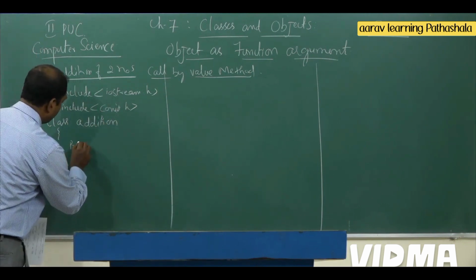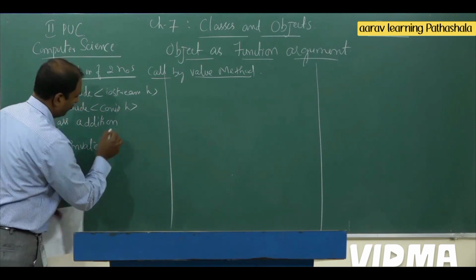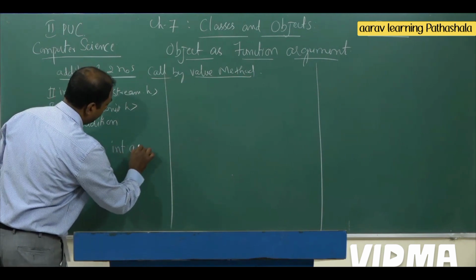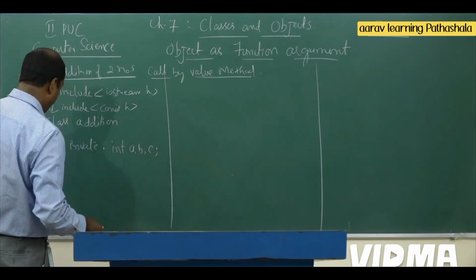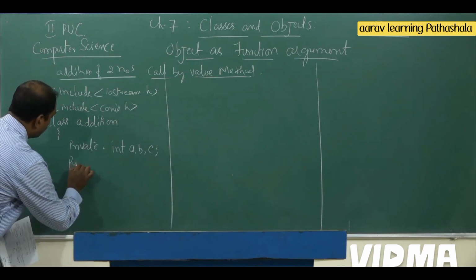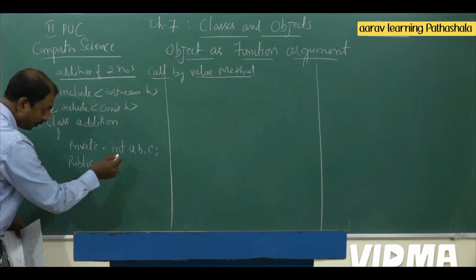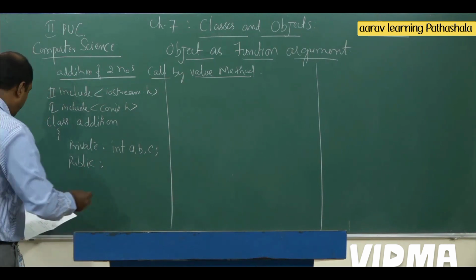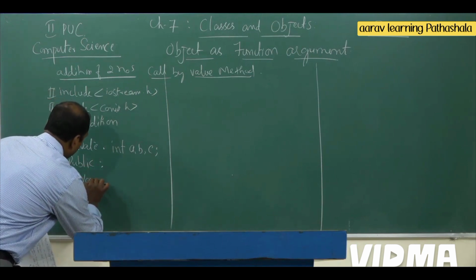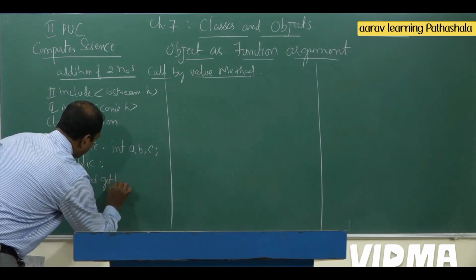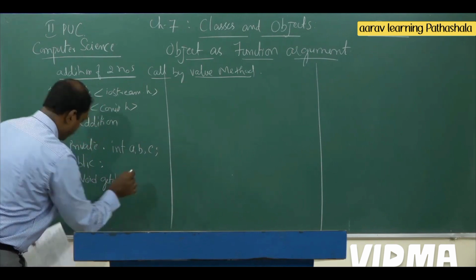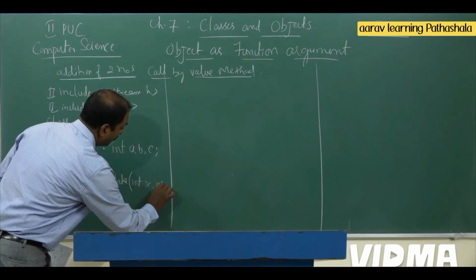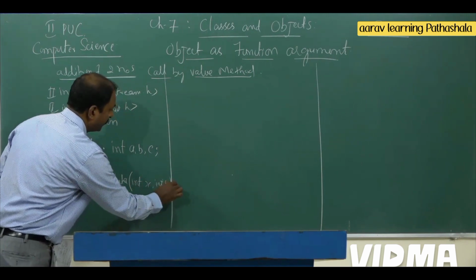Under private we write int a, b, c as the variables. Next, under public, here we have to define or declare the functions. So let me write the functions: void getdata, and here int x comma int y, semicolon.